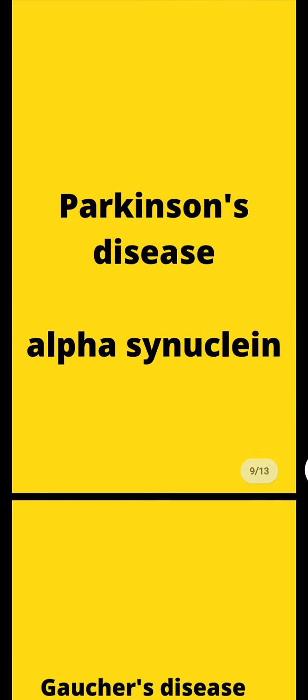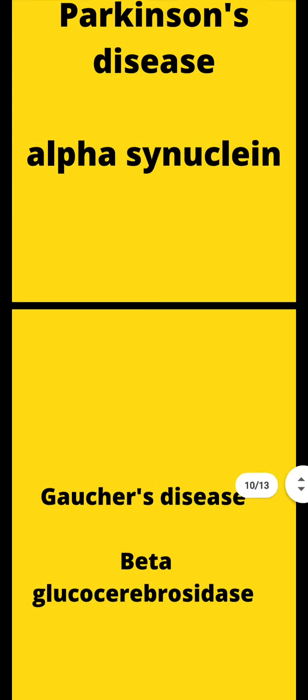Then we are having Parkinson's disease. So Parkinson's disease is due to the defect in alpha synuclein protein. So make sure that you are remembering this name, alpha synuclein, because in statement type questions you are going to find such kind of diseases as well as their defective proteins.